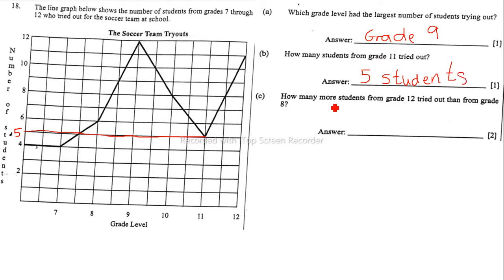How many more students from grade 12 tried out than from grade 8? Excuse me, Mr. BC, I have a question. You got to write down the 5 on the bar graph. Yes, sir. For grade 12, we had 11, as we saw earlier. And from grade 8, we had 6.